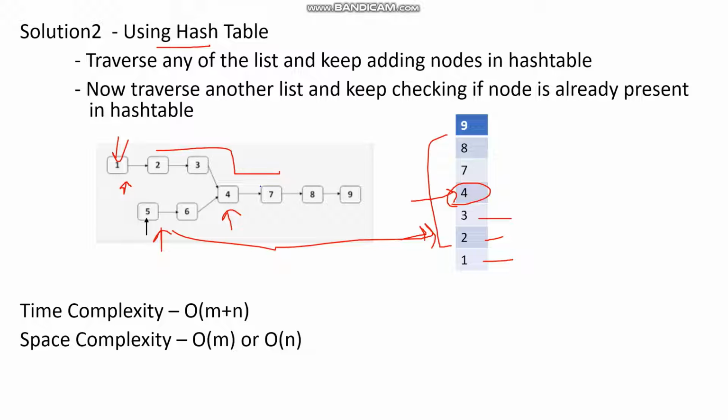So what will be the time complexity? Time complexity will be O(m+n), because we are traversing one list and preparing the hash table, so for that it will be O(n), and then we are traversing the other linked list and checking our hash table whether this node is present in it or not. For that it will be O(n), so combining both it will be O(m+n). Space complexity will be either O(m) or O(n) depending on which linked list we choose to prepare the hash table.